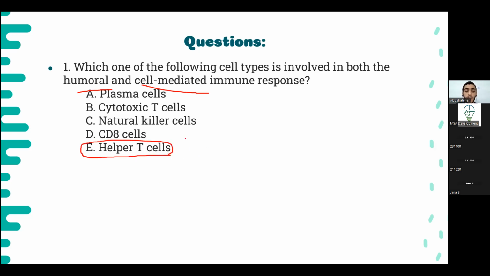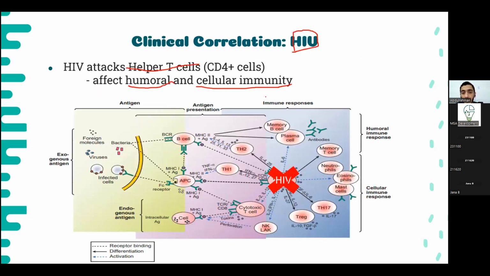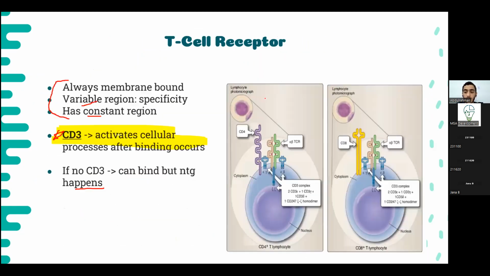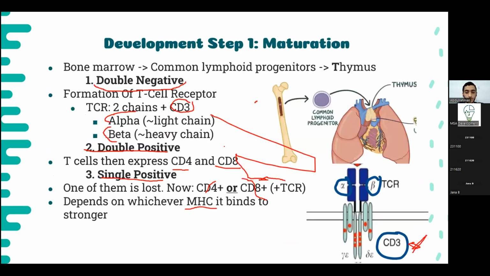And again, why is that? Because we said it activates the cellular response by the macrophages and the neutrophils, and the humoral response by the B cells and the antibodies. Okay, I had a question to go back over the T cell maturation slide. So do you mean this slide?